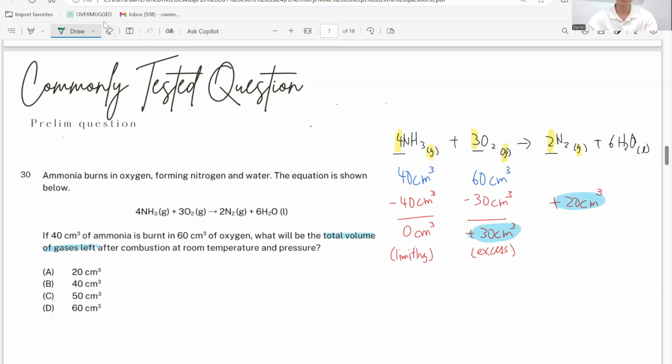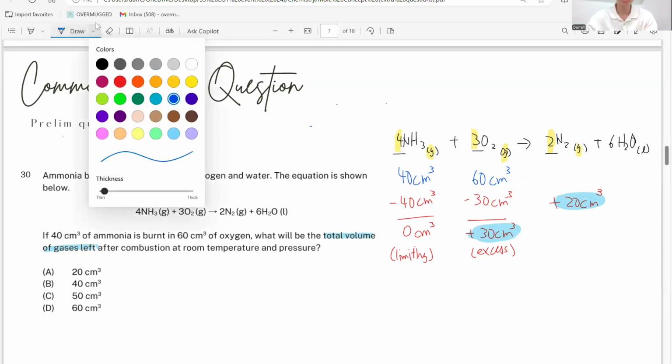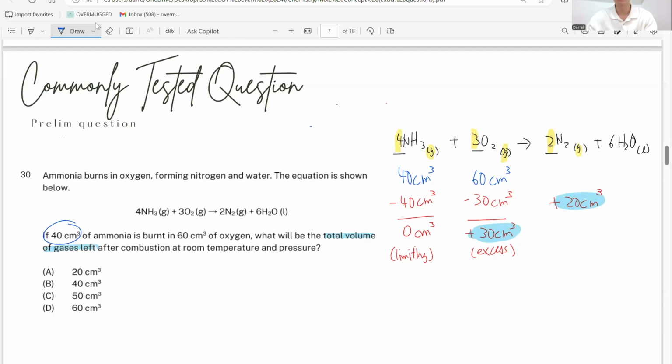The question told me initially I had 40 cm cube of ammonia. I have 60 cm cube of oxygen. This is my starting material. It's the same as my factory, remember the car factory? This is how many car bodies and how many car wheels. Same idea. Do we expect all of them to fully react? We don't. Because the question, if they say gas left, meaning there will be excess and limiting.